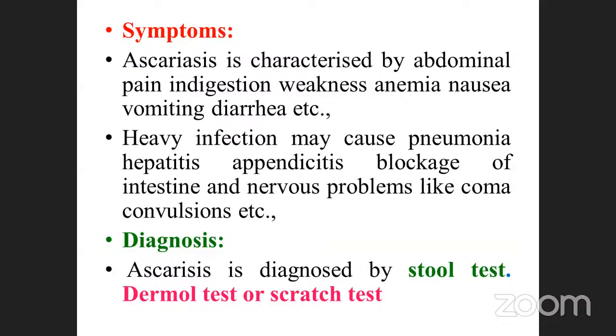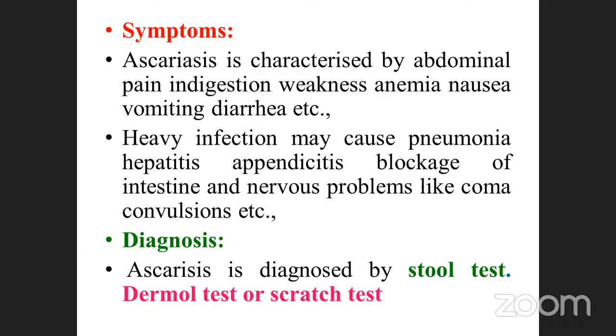Suppose worms are present in your body: nausea and vomiting, diarrhea is also possible. See that infection may cause pneumonia, hepatitis, appendicitis, blockage of the intestine, and nerve problems like coma and convulsions. In severe cases, suppose the number of worms present is 100, 200, 300, like that. In those cases there may be blockage of the intestine. As a result, the food will not pass through, so the pain becomes more. Nerve problems like coma, convulsions, etc. also happen during these severe conditions.